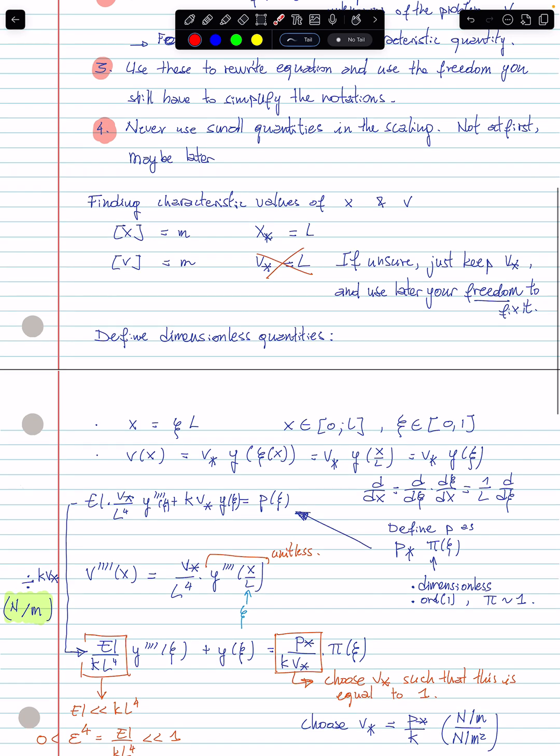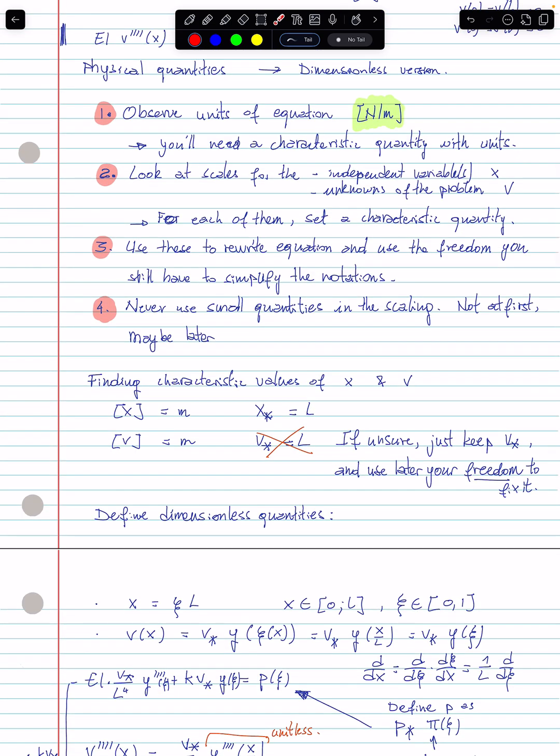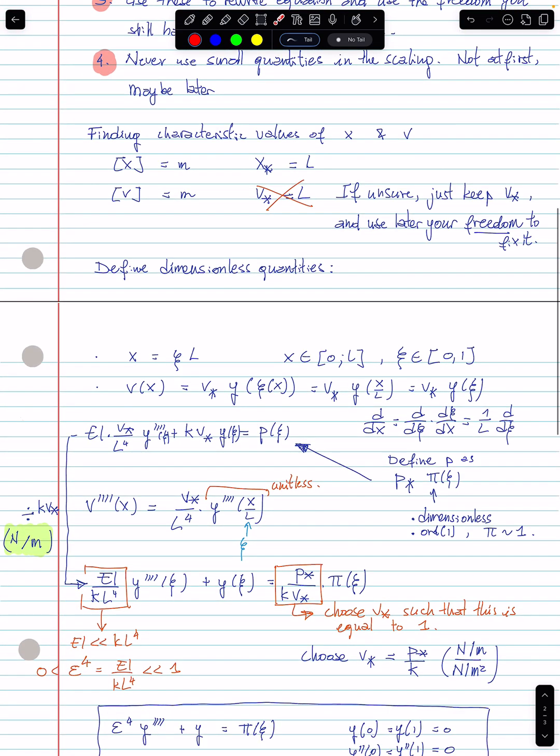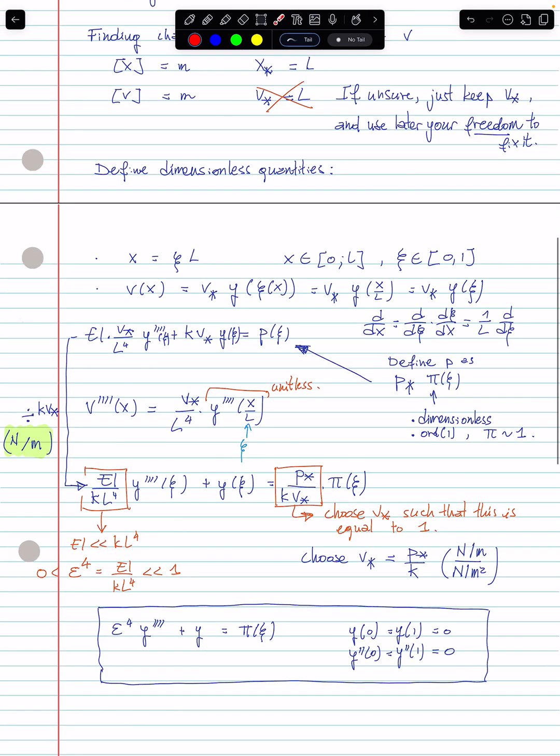is something that should come naturally, especially if you follow this flow chart, starting first by finding characteristic quantities for the independent variables and for the unknown problem. If you can choose, or if you can set everything, do it. But if you're not sure you can find, then keep it free and use your freedom a little bit later. And you will see that this should come naturally. The equation should bring you to a format that is quite simple.